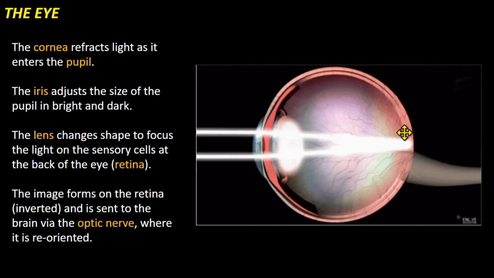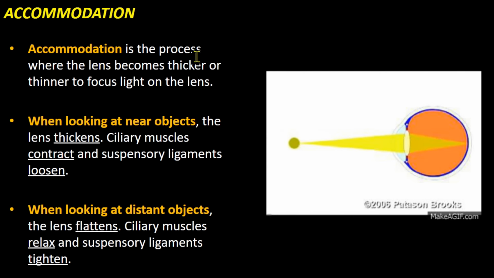The image forms on the retina, and that's going to be inverted and is going to be sent to the brain via the optic nerve as electrical impulses. At the brain, the image is then going to be processed and analyzed and reoriented. Accommodation is the process where the lens becomes thicker or thinner to focus light on the retina.